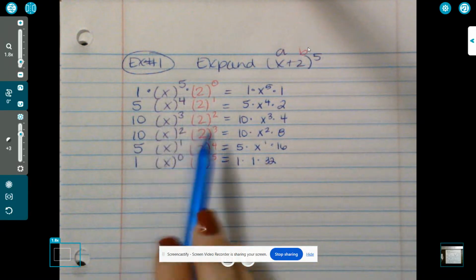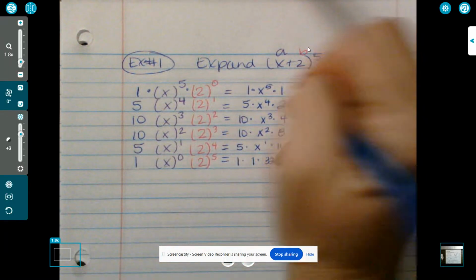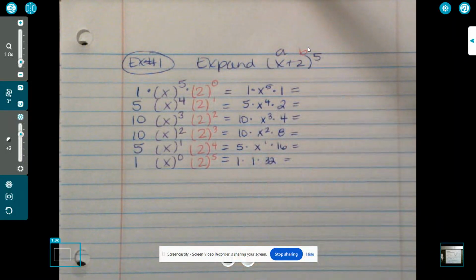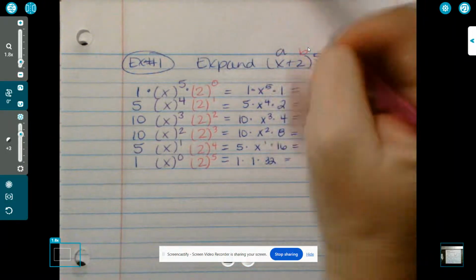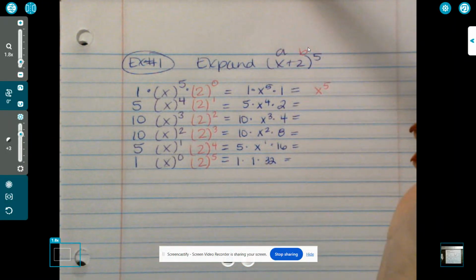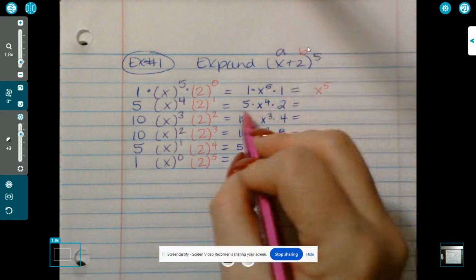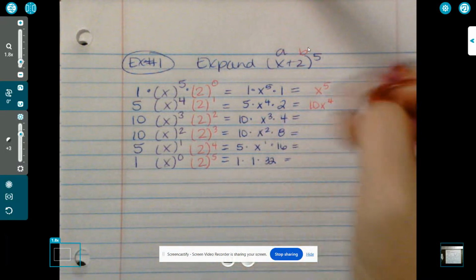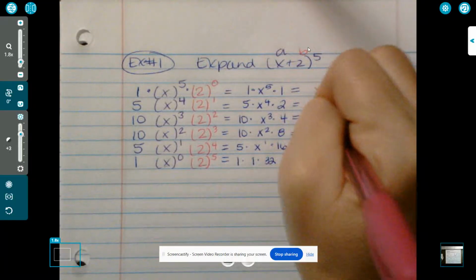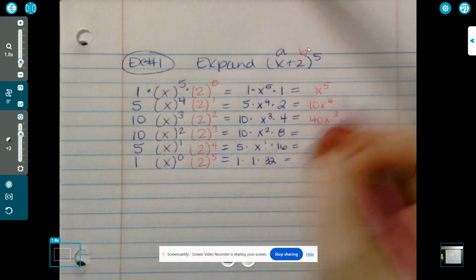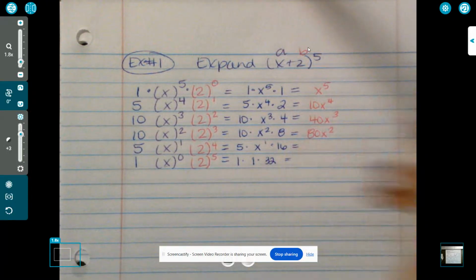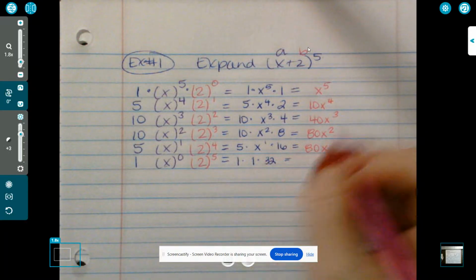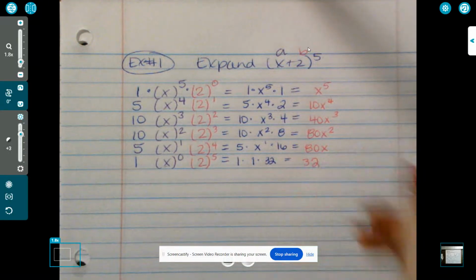So now I've worked out to simplify here, okay? And then I'm going to combine those into a single term. So that just gives me x to the 5th. 5 times 2 is 10, x to the 4th. 10 times 4 is 40, x to the 3rd. 10 times 8 is 80, x squared. 5 times 16 is 80, x to the 1st. And 1 times 32 is 32.